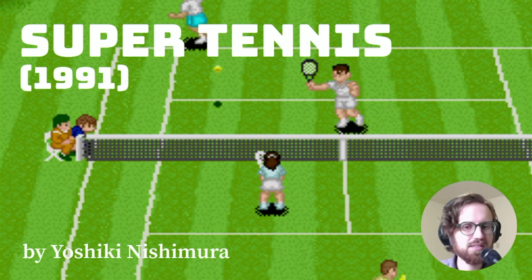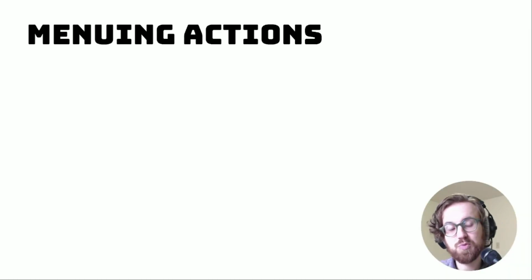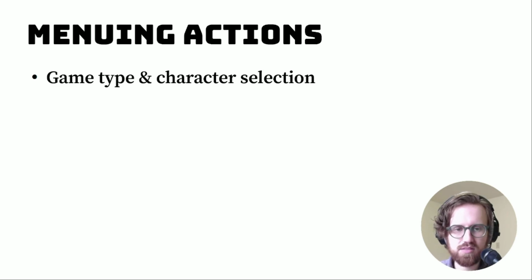So where do Super Tennis and many of these other games actually introduce music? Well, it's in what I would call menuing actions. Menuing actions are all the other things you do during a video game that's not actually playing the game. And similar to how I talked about that student earlier who liked changing their clothes and listening to that song, that's one example of a menuing action. Other common ones are selecting your character or your game type. So for example, am I going to be playing a doubles match of tennis or a singles match of tennis, right?